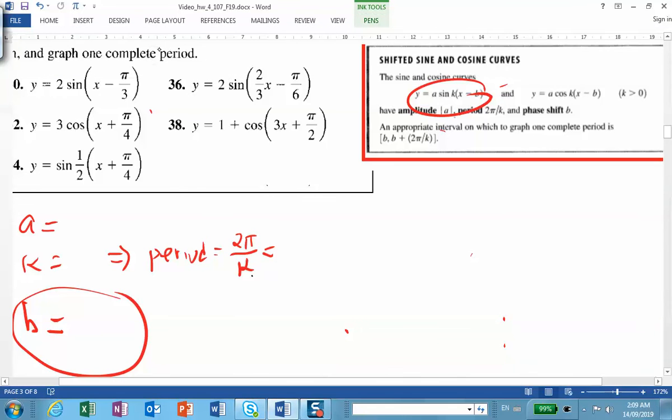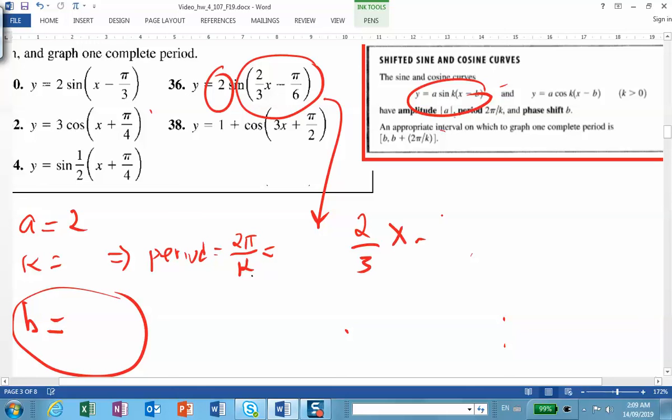Amplitude is 2, is this number. Now, this thing, you have to massage it so that it looks like that. So I'm going to take 2 over 3 x minus pi over 6. What I'm going to do is take the 2 over 3 out. So it's going to be x minus. Now we've got to be careful here. Whatever we put there should, after you multiply by 2 over 3, become a pi over 6.